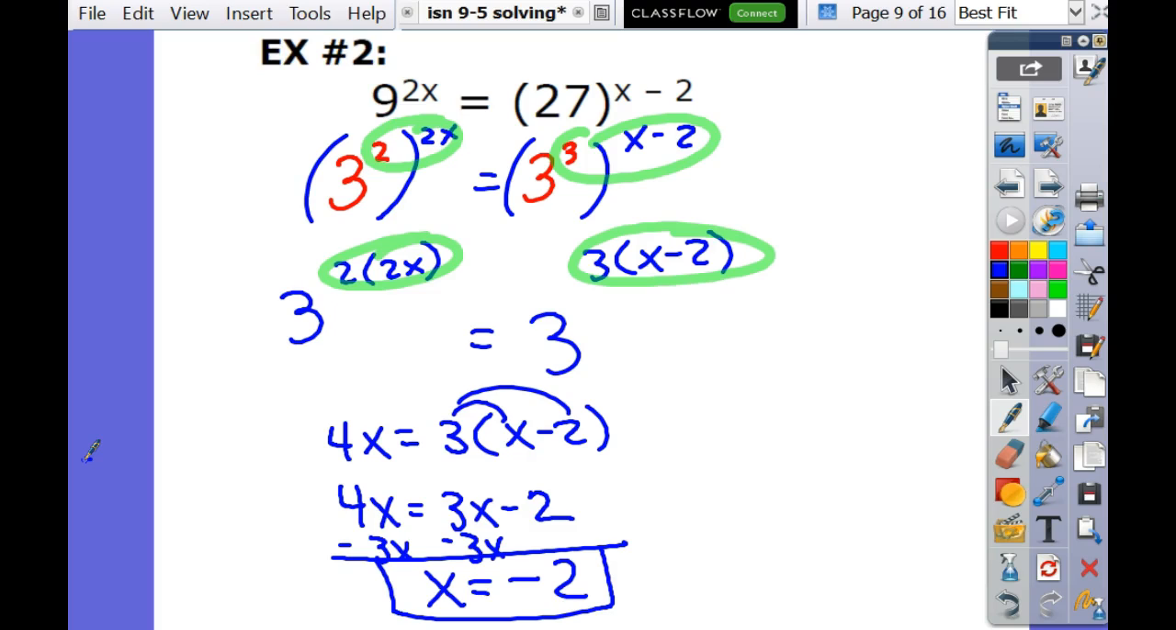And if you wanted to check it, you would put it in there and substitute it in order to check it. Now, question?